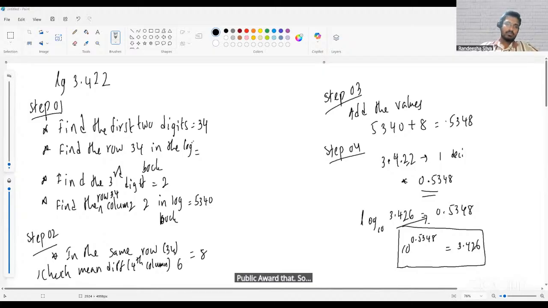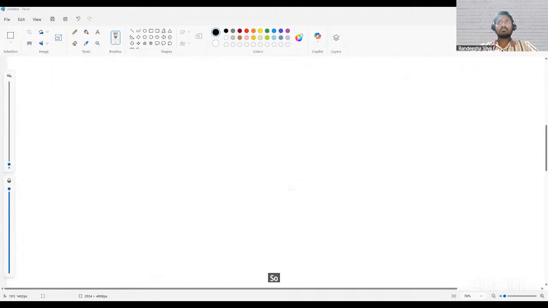So now it's your turn. I want you to use your tables. I hope you have the log table with you because you are in grade 10. You have to find the logarithms for the following numbers which I'm giving now. The numbers will be like this.